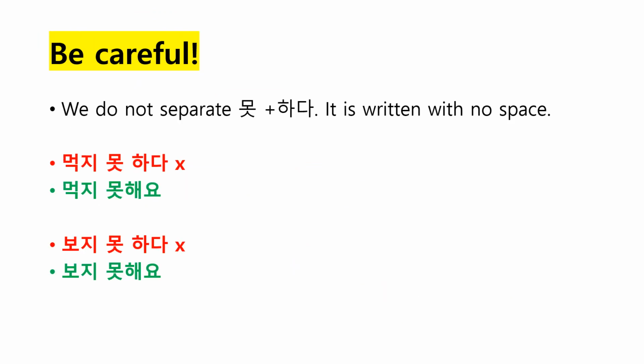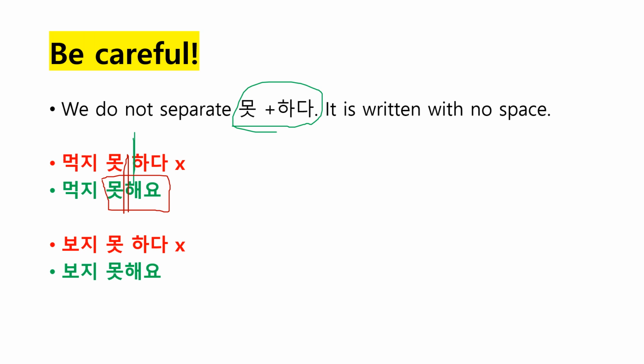But you should be very careful with the spacing. Most learners, even Koreans, I guess, make this common mistake. It's one word, 못하다, right? So we do not separate it like this. This is wrong. We say 먹지 못해요. You should remember that it's one word, so we cannot separate it. Okay? 먹지 못해요. I can't eat it.